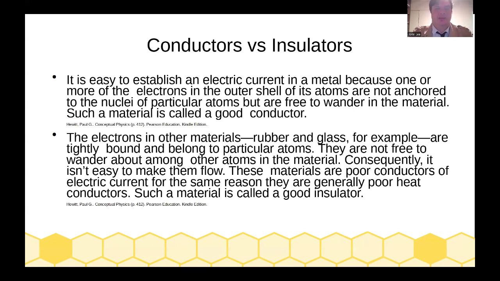The electrons in other materials, rubber and glass, for example, are tightly bound and belong to particular atoms. They are not free to wander about among other atoms in the material. Consequently, it isn't easy to make them flow. These materials are poor conductors of electrical current for the same reason they are generally poor heat conductors. Such a material is called a good insulator.